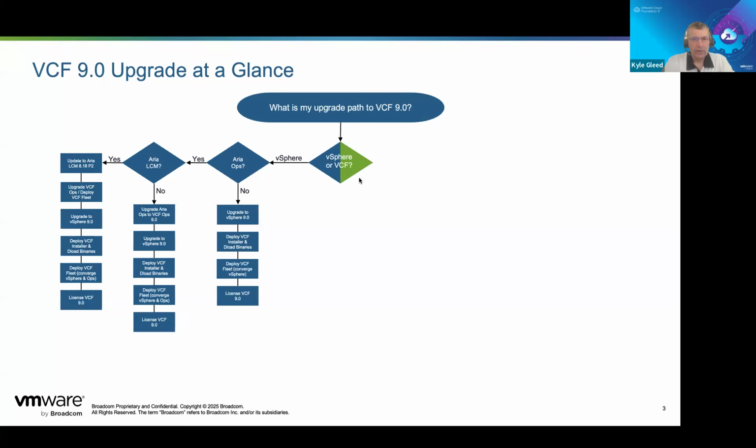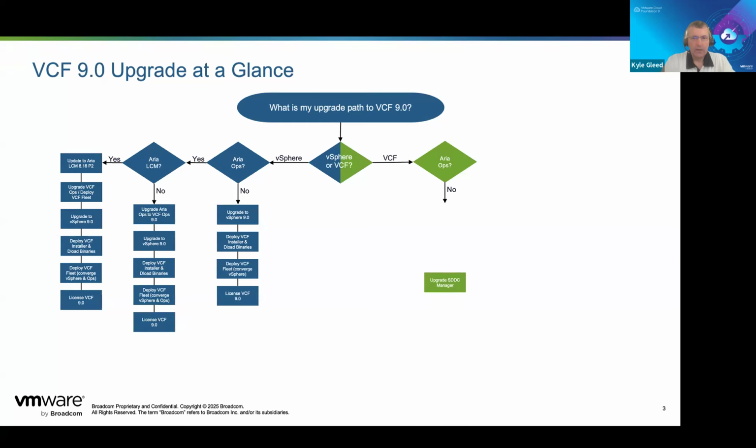Now let's shift gears over here to what if you're a VCF customer? So while most customers are going to be in the vSphere category, we do have a number of customers who are running VCF. And you will need to be running VCF version 5.0 or above. And the upgrade path here, again, you're going to ask yourself the same set of questions. I'm running VCF, but do I have the ARIA operations deployed in my VCF environment?